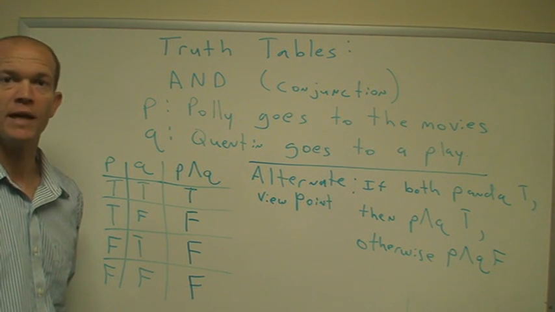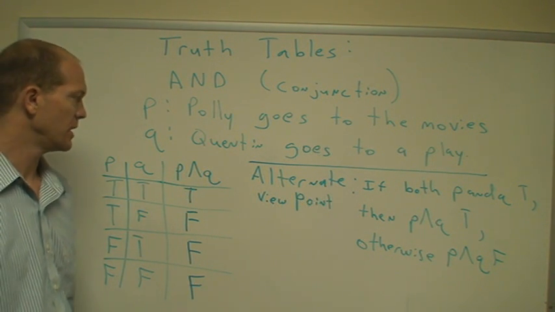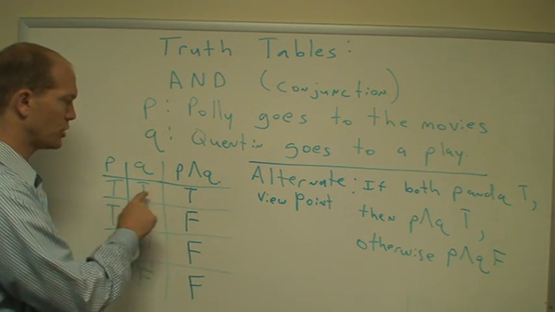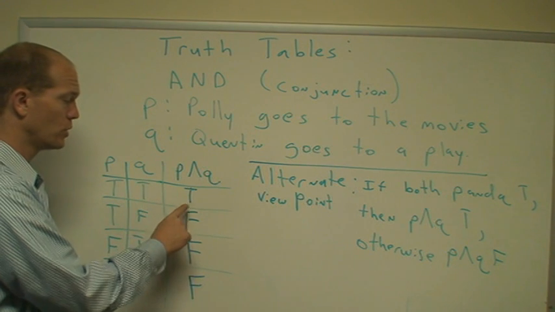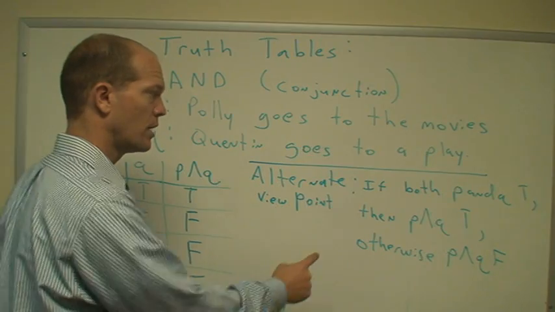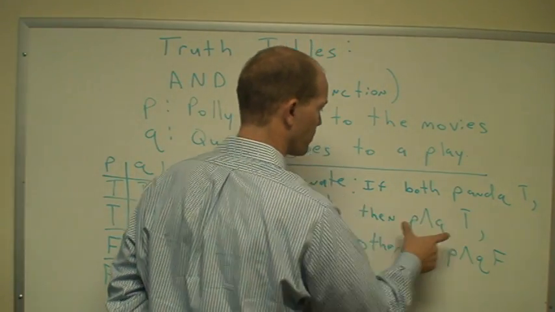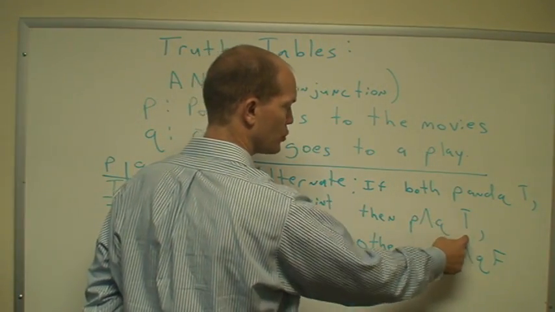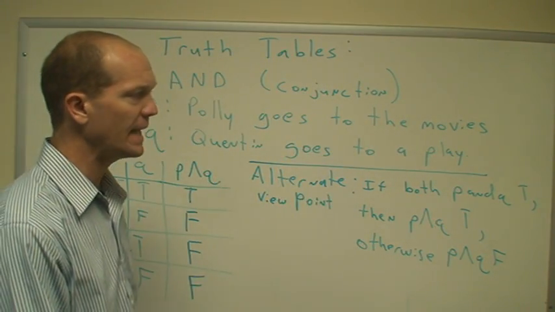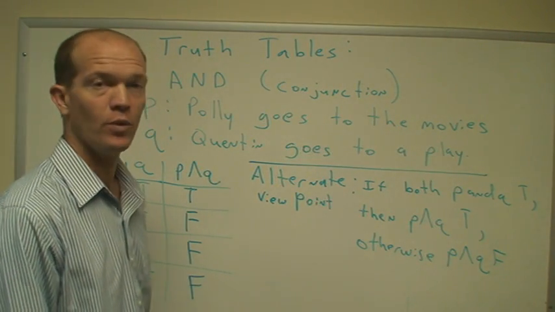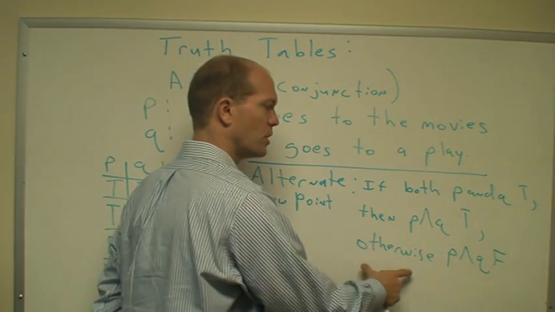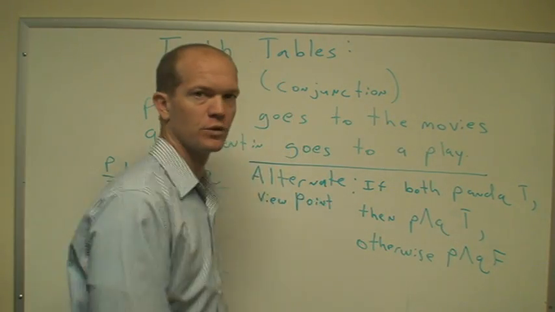Looking at this truth table again, I see an alternate way of discussing the statement P and Q, this compound statement. Noticing that P and Q is true when both P and Q are true, and false otherwise leads me to an alternate viewpoint, and this I'll use again later. If both P and Q are true, then the statement P and Q, the conjunction, is true. Otherwise, P and Q is false.